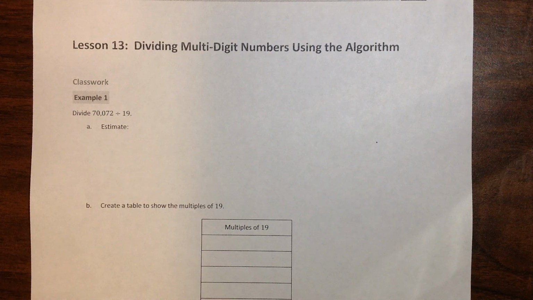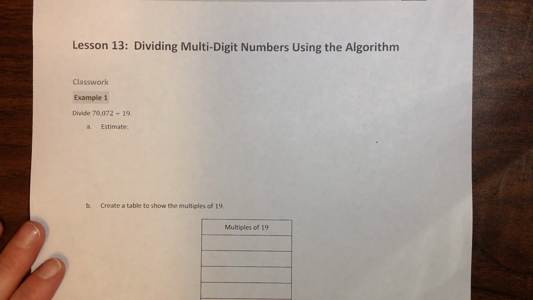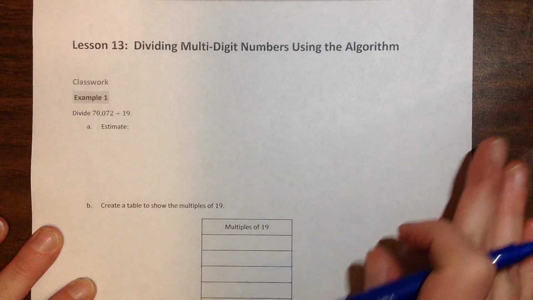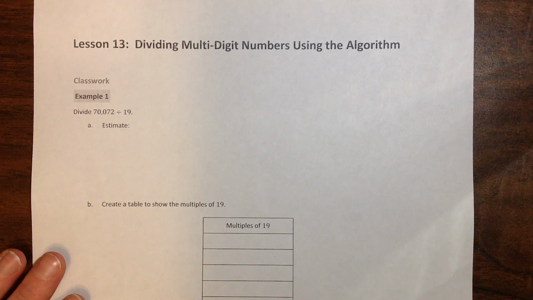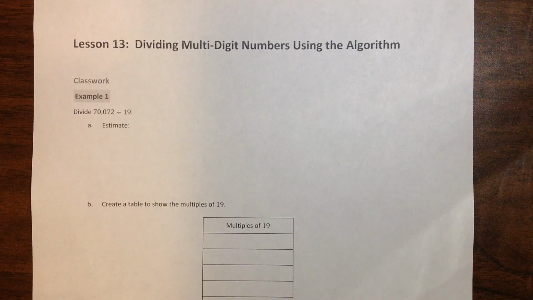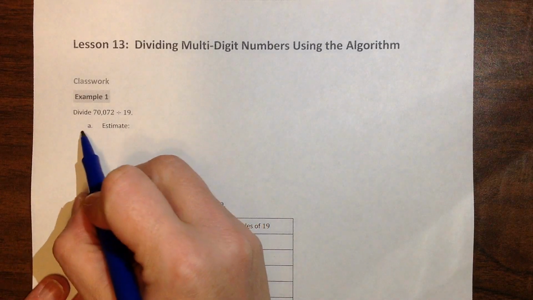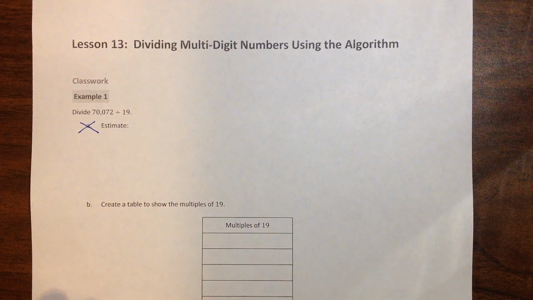Okay, so today we're going to be working on lesson 13, dividing multi-digit numbers using the algorithm. With the algorithm, we're just going to use standard division. Our first problem, example 1, is 7,072 divided by 19. We are going to go ahead and skip part A on these problems. We're going to skip past the estimation portion of this.